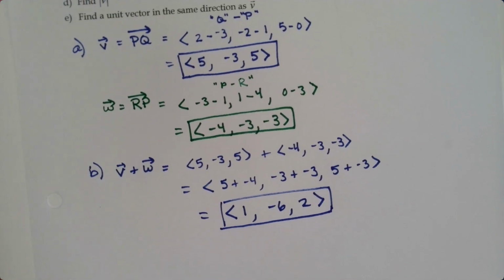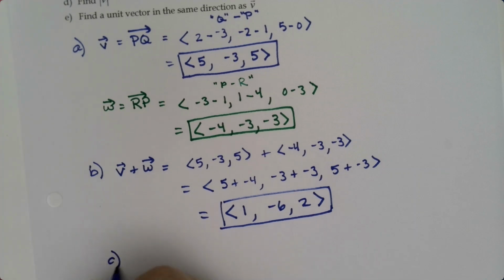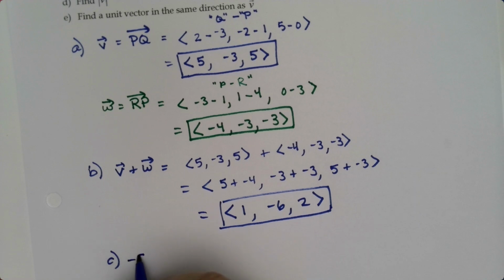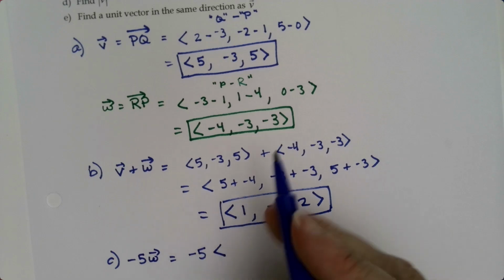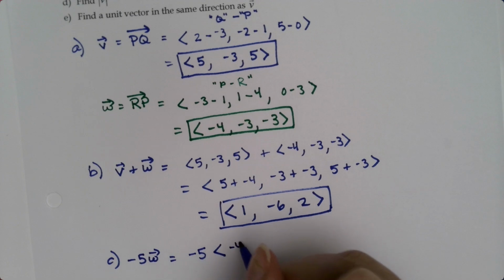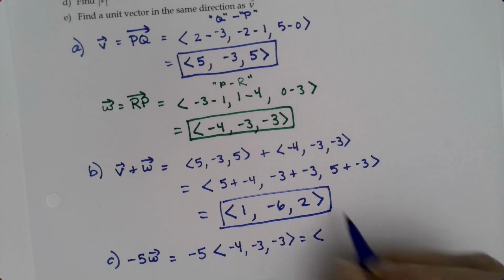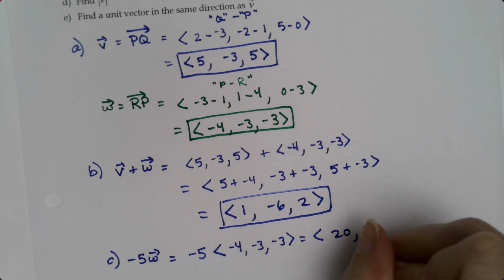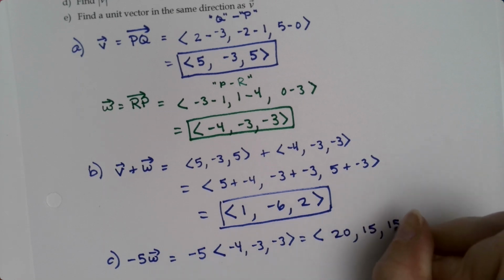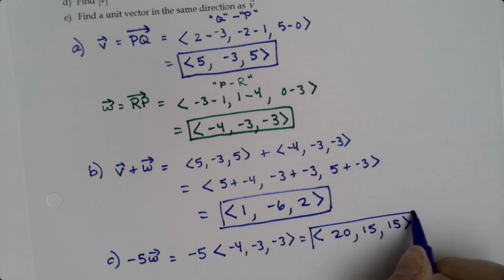All right, C. Let's put C right here. -5W. Oh, that'll be easy, because that means you're just multiplying the scalar -5 times vector W. So -4, -3, and -3. That won't take too much space. So you multiply each component. So -5 times -4 is 20. -5 times -3 is 15. And then 15 again. Done.